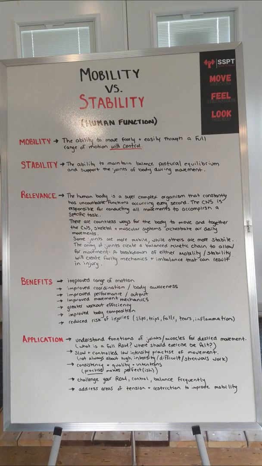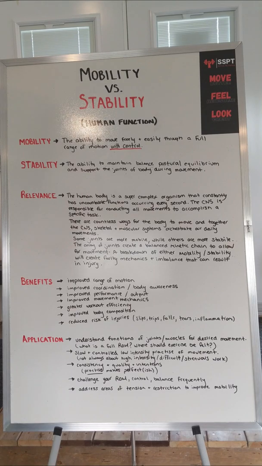Whether this is something as simple as reaching for something from the top cupboards, or something a little bit more complex, like some type of sporting activity, some joints are more mobile, while others are more stable. Some require more mobility, some require a little bit more stability. The array of these joints together creates a balanced kinetic chain to allow for movement. A breakdown of either the mobility or the stability can create faulty mechanics and imbalance that have a high chance of ultimately leading to injury.